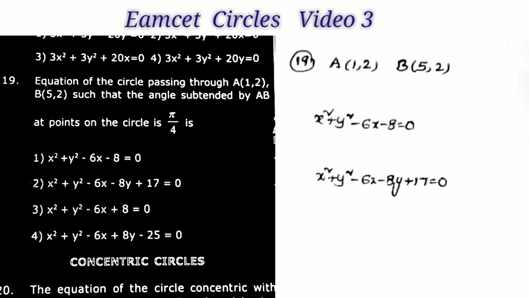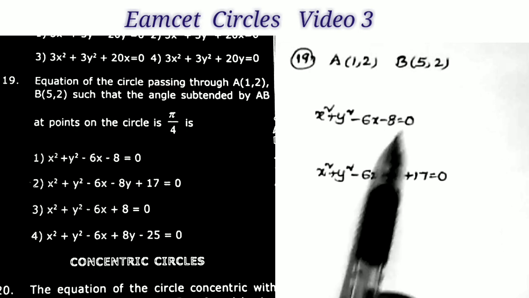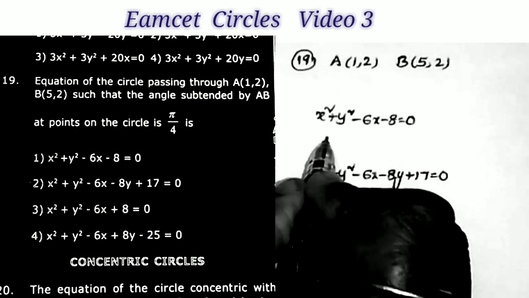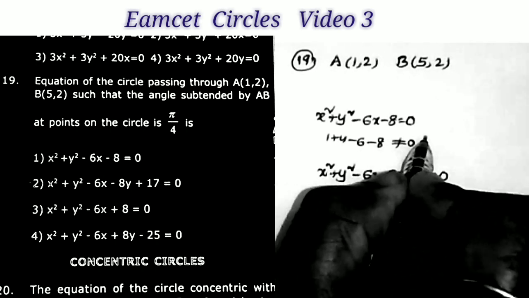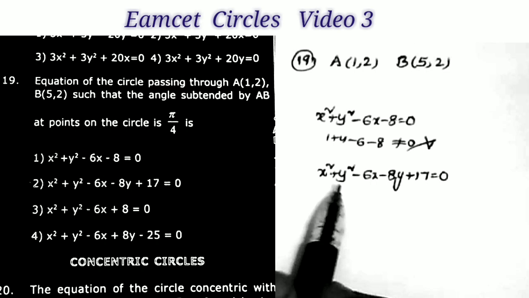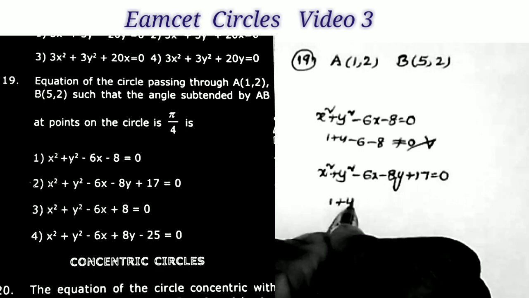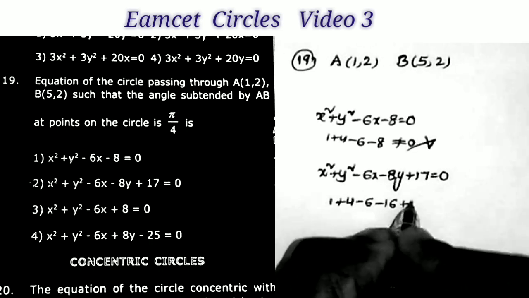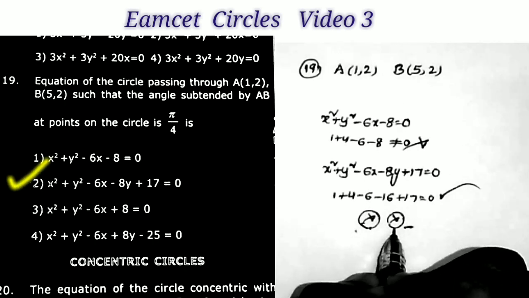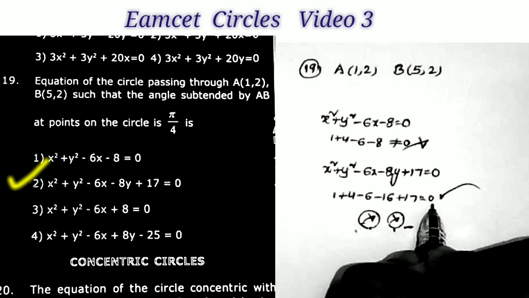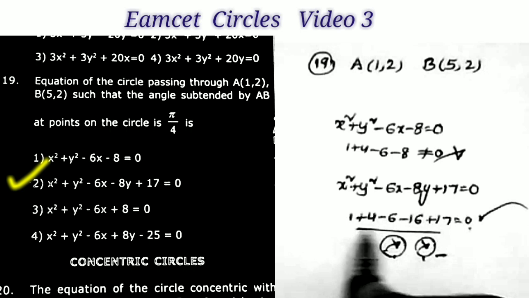Okay, so take the first option. What is the first option here? x square plus y square minus 6x minus 8 is equal to 0. Now substituting the first point here, 1 plus 4 minus 6 minus 8, which is not equal to 0. So this is not the correct answer. Now check the second option. That is 1 plus 4 minus 6 minus 16 plus 17. Yes, this is equal to 0. The third and fourth options are also not satisfied.